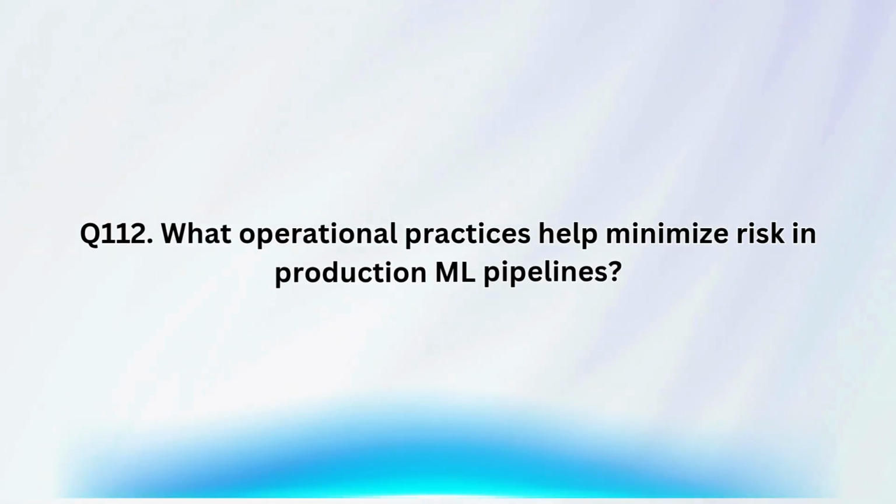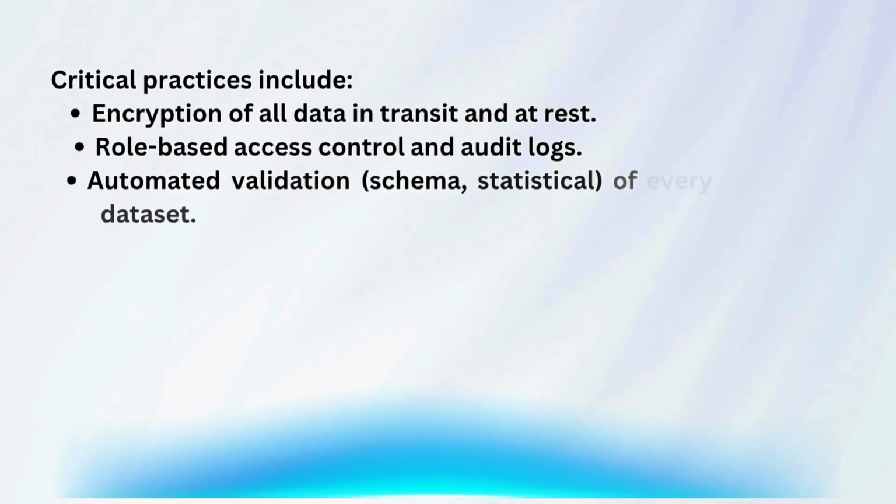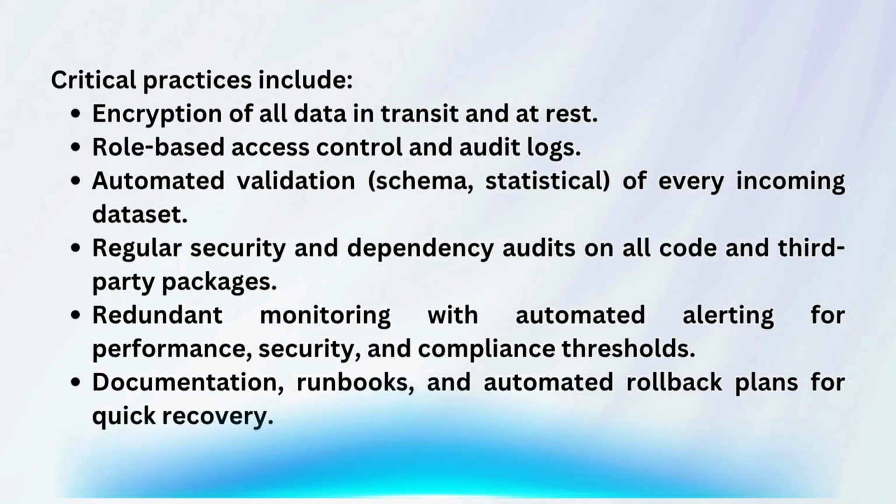What operational practices help minimize risk in production ML pipelines? Critical practices include encryption of all data in transit and at rest, role-based access control and audit logs, automated validation, schema, statistical, of every incoming dataset, regular security and dependency audits on all code and third-party packages, redundant monitoring with automated alerting for performance, security, and compliance thresholds, documentation, runbooks, and automated rollback plans for quick recovery.